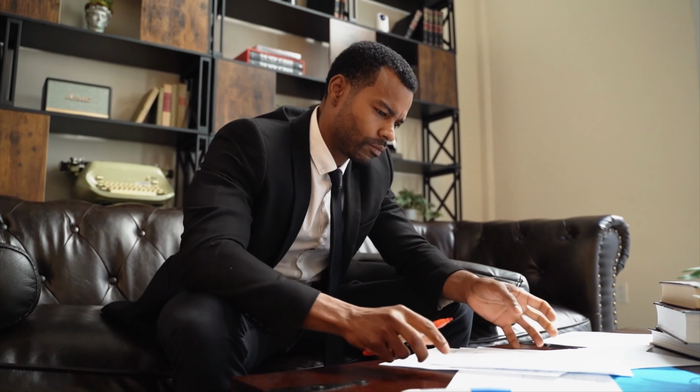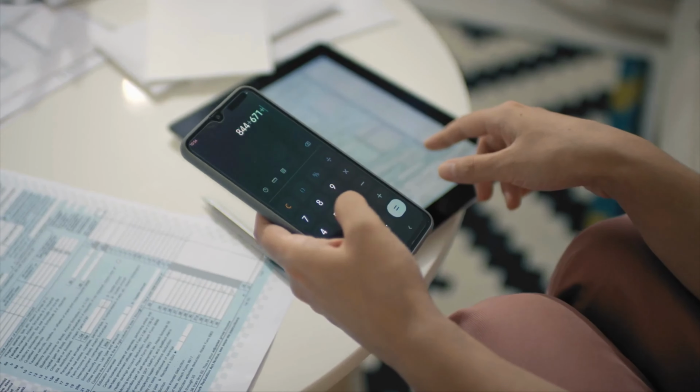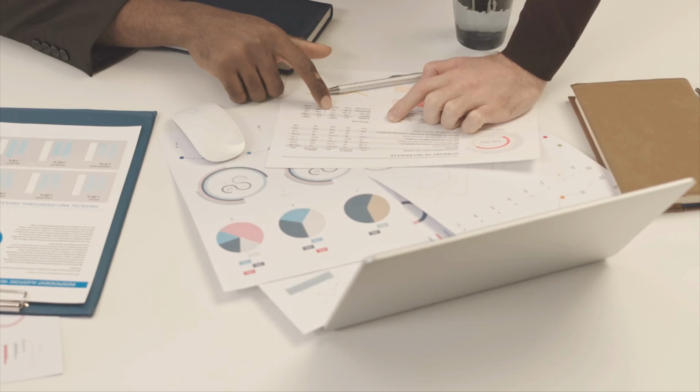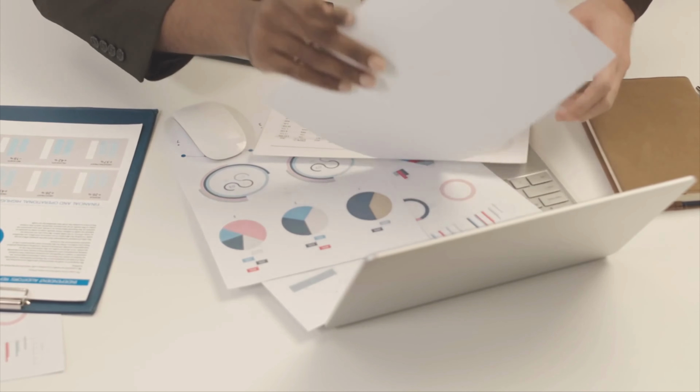Remember, tax planning is an ongoing process, and it is essential to review your tax situation regularly and make adjustments as necessary. Whether you are an individual taxpayer or a small business owner, working with a qualified tax professional or CPA can help ensure that you are taking advantage of all the tax benefits available to you.